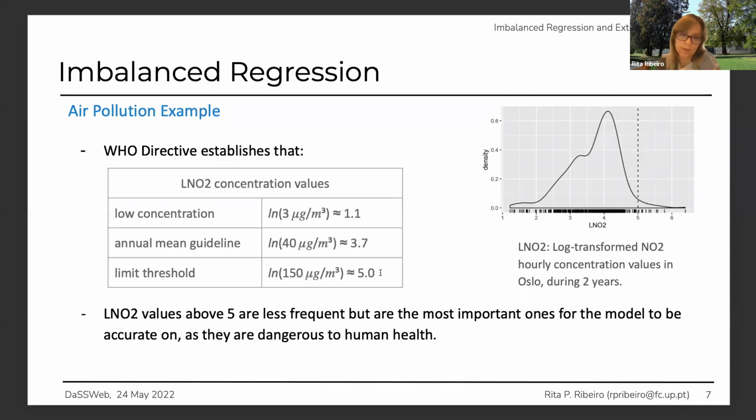Okay, so even though they are far less frequent, we would say that it would be much more useful to find a model that, even though it may fail by a little bit on the prediction of these concentration values of this pollutant, is especially accurate around these values here. Okay.